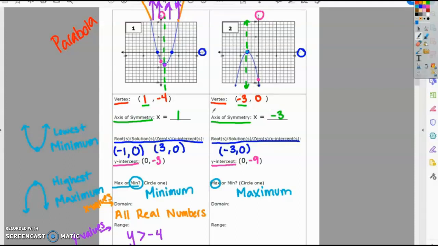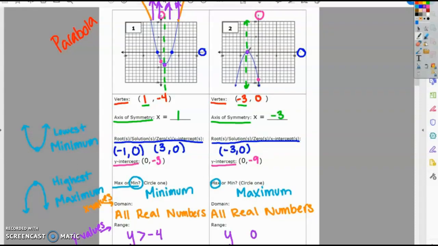Now domain again, it's going to keep going forever and it's going to hit every single x value, which means our domain is all real numbers. And then our range, it's our y values. So it's going to be y. And then we take our vertex. So our y value here is going to be 0. So we know the y of the vertex is going to be included in our range.